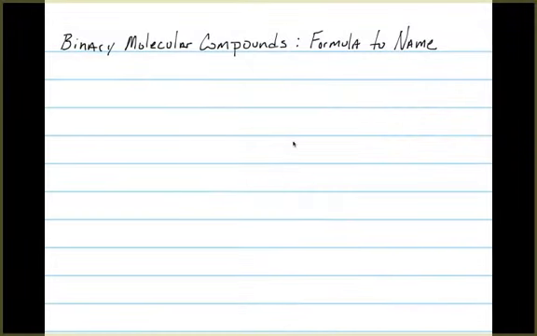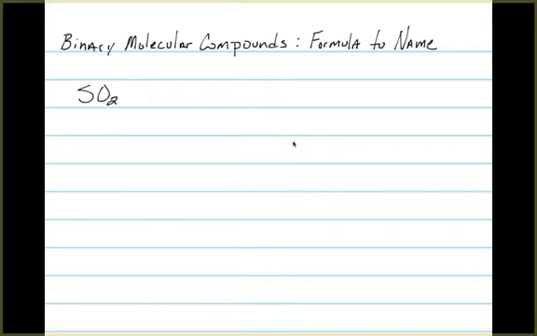In this lesson, we're going to look at binary molecular compounds going from the formula to the name. One caution before we begin: this is probably one of the simplest of all of them, but it's also the one that's most tempting to use with everything. But remember, it can only be used for specific compounds. Let's look at the first example. We're going to look at SO2.